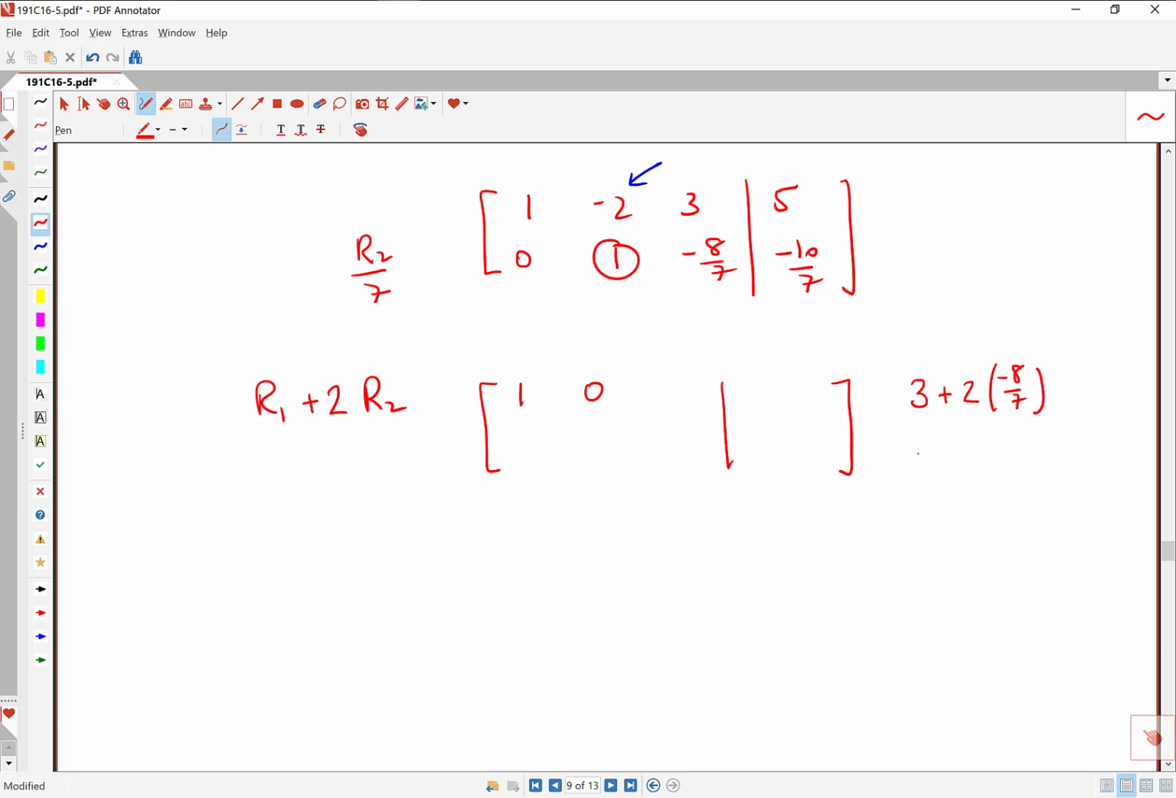Okay, so let's think about how many sevenths we've got. 21 over 7 minus 16 over 7 gives us 5 over 7. And then on the right side, we'd be going 5 plus 2 times negative 10 over 7. So that's 35 over 7 minus 20 over 7 would give us 15 over 7. And we can recopy our bottom row.